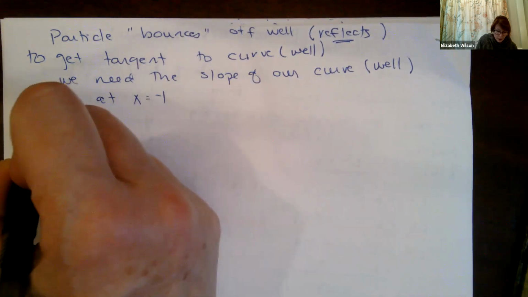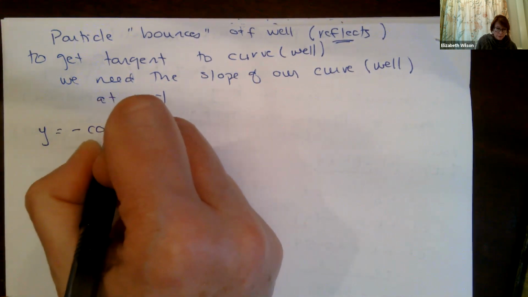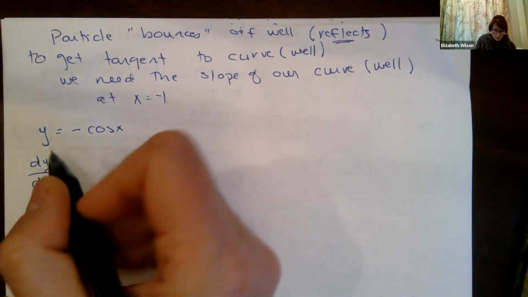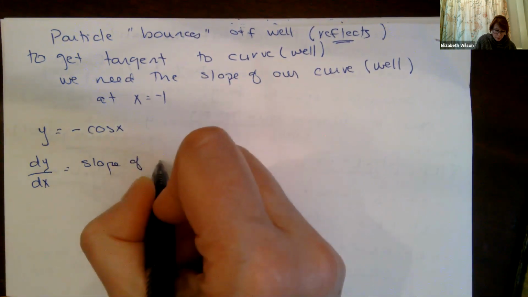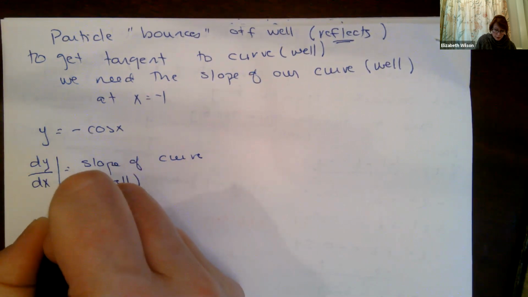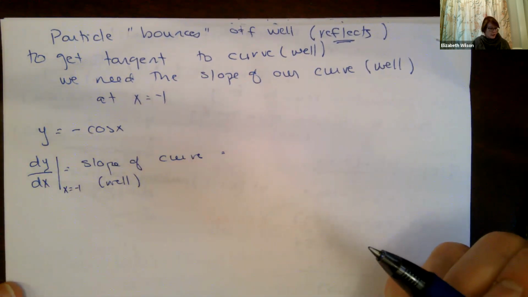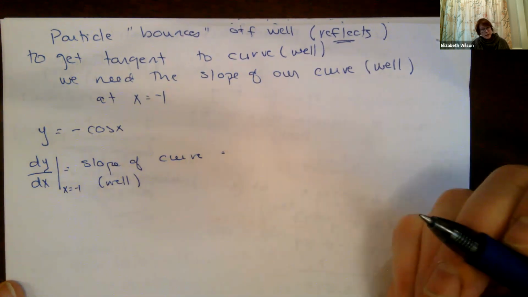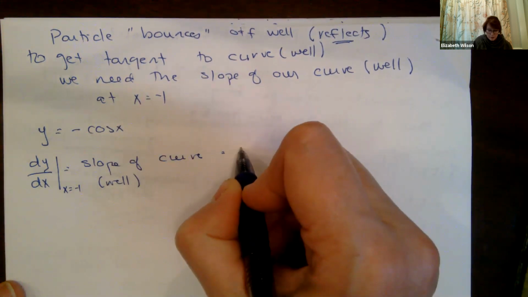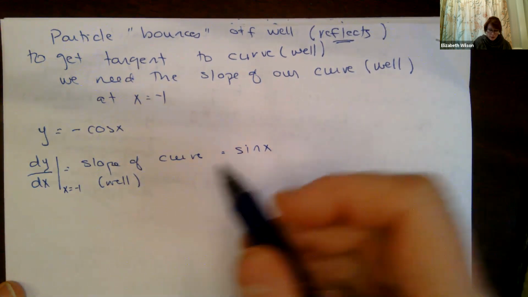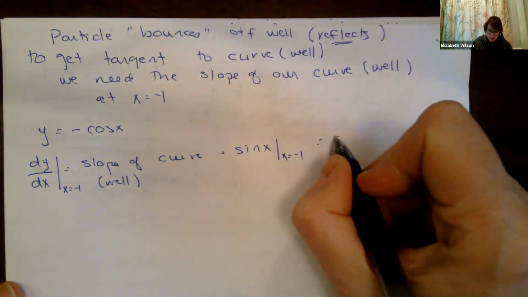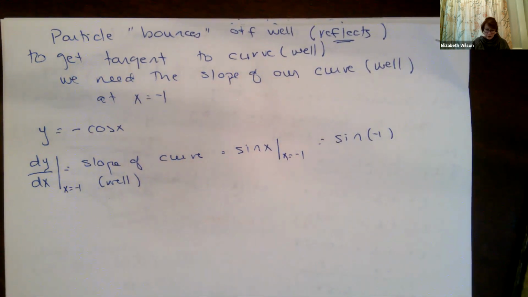So if my function y is minus the cosine of x, my dy/dx is going to be the slope of our curve, which is our well, and we're going to evaluate that at x equals -1. So I take the derivative of minus the cosine. The derivative of cosine is minus the sine. Minus times minus gives me positive sine of x. So I need to evaluate that at x equals -1. Remember, this is in radians now.